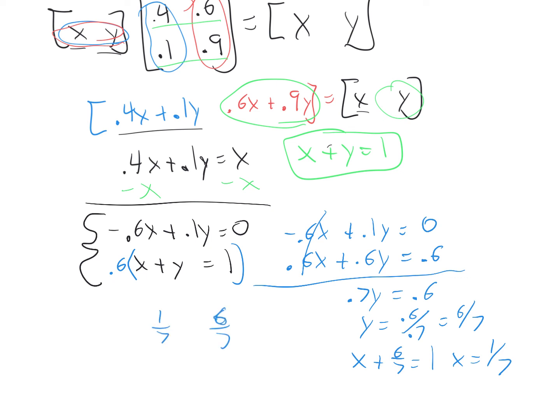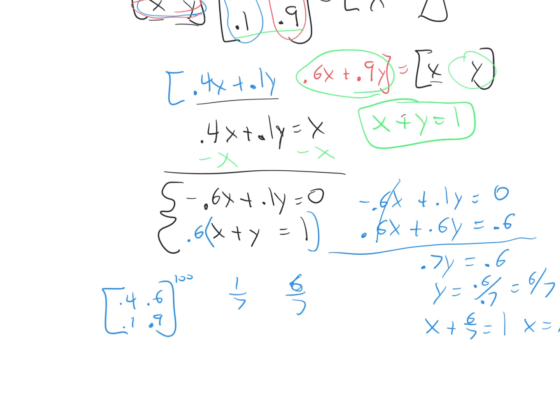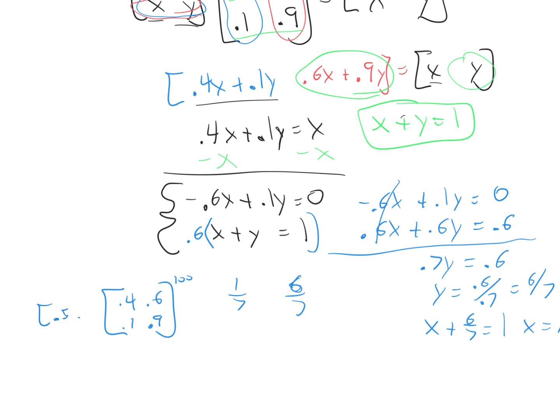And you could check this on your calculator by taking that transition matrix that we originally had and raising it to a high power like 100, multiplying that by any initial matrix. And when you do that, you should get this distribution of 1/7 and 6/7.